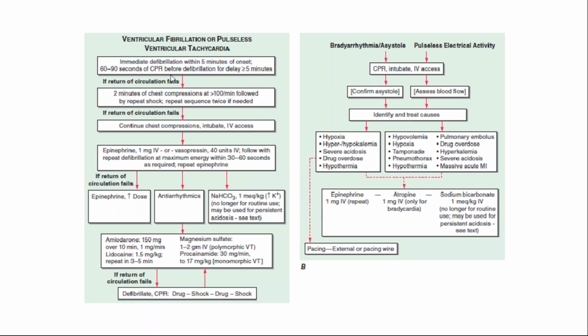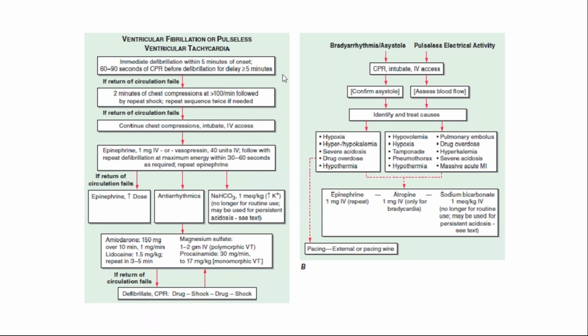VF or pulseless VTs are to be managed as follows: if the patient is in VT or VF, defibrillate the patient then and there if it is within 5 minutes of onset. If the patient has developed VT within 5 minutes of onset, defibrillate immediately. If it is more than 5 minutes, give CPR for 60 to 90 seconds before defibrillating the patient.